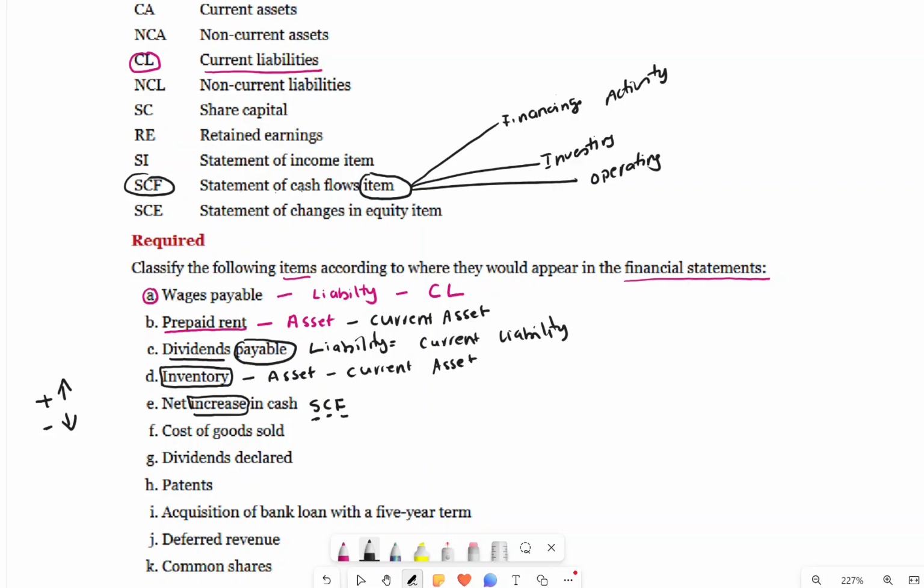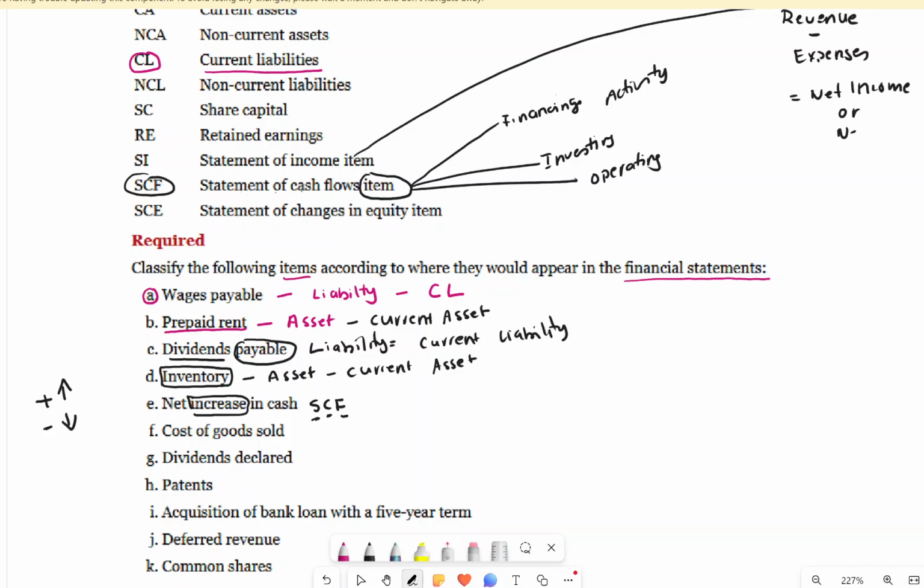When we think of the statement of income, what goes on the statement of income? Your revenue accounts and your expense accounts. Revenue minus expenses is equal to your net income or net loss. When do we have a net income? If your revenues are higher, then you have a net income. If your expenses are higher, then you will have a net loss.